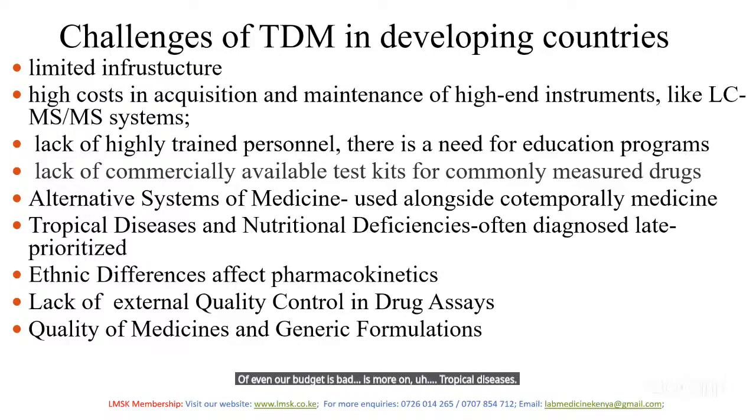Then the other thing is there will be ethnic differences which affect pharmacokinetics. So even if you come up with reference ranges or therapeutic ranges, they might be different between different ethnic communities. Then there is lack of external quality assessment or quality control in most of these drug assays. Most drug assays depend on external quality assessment, which tends to be very expensive.